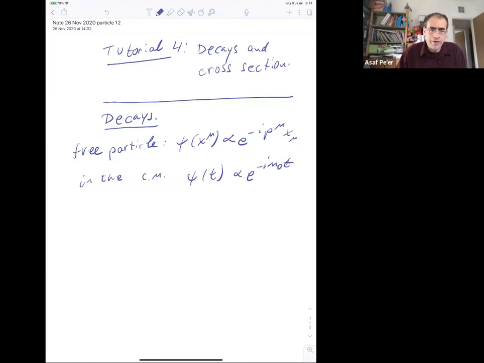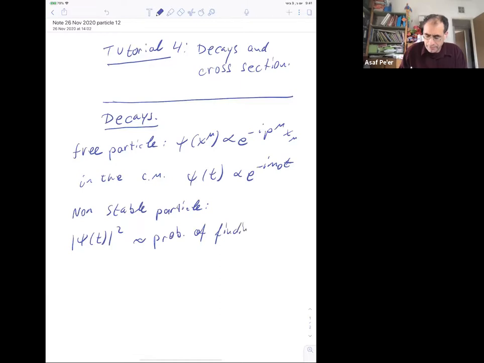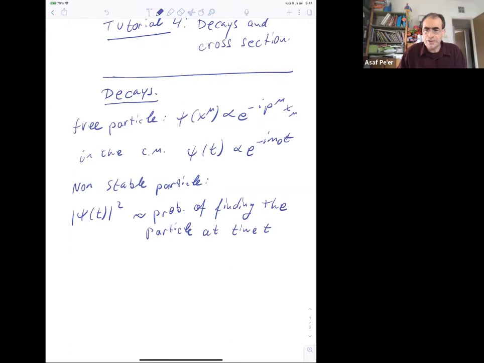Okay, so psi of t goes as e to the minus i m_0 t. Now, if the particle is not stable, a non-stable particle, that means that we are really interested in the probability of finding the particle at time t. So this will be |psi of t|^2, which is associated with the probability of finding the particle at some time t. And of course, it vanishes when t goes to infinity.